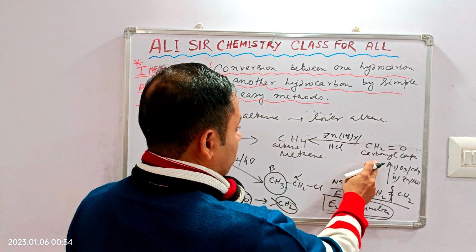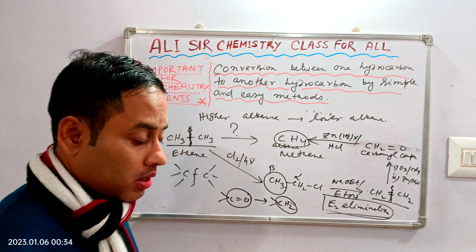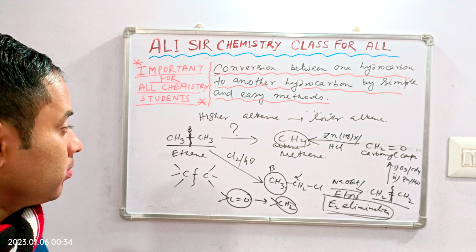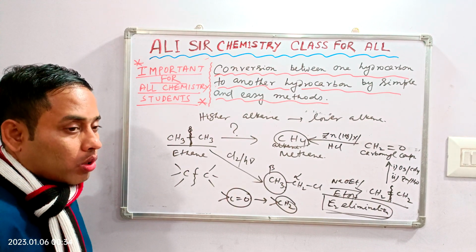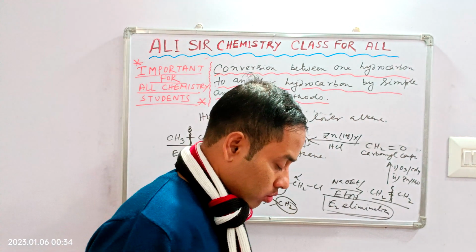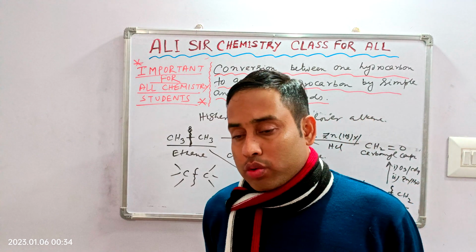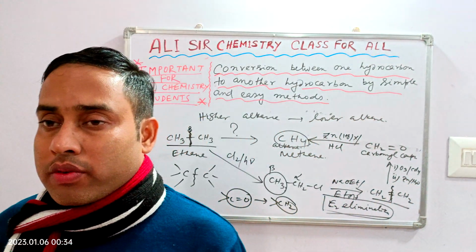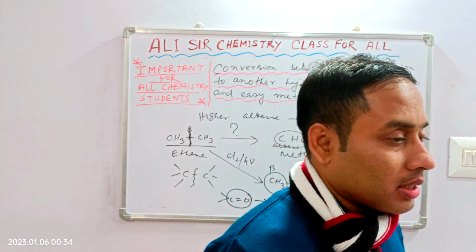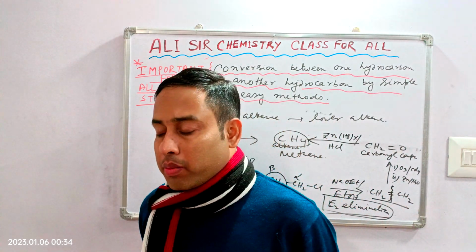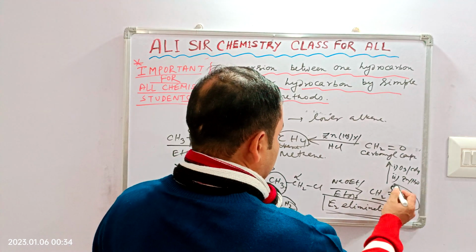So the carbonyl compound is converted into methane. This is a very interesting problem. We have converted a higher alkane to a lower alkane. Whenever you have to convert a higher alkane to a lower alkane, you have to go through the intermediate formation of an alkene. Otherwise, you cannot break the bond. You cannot break the chain. You cannot reduce the number of carbon atoms. So you have to go through this intermediate, which is called an alkene.